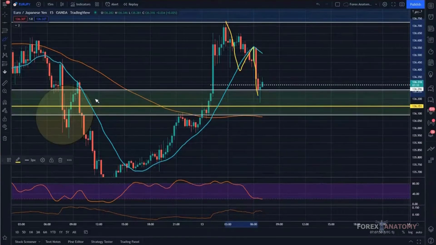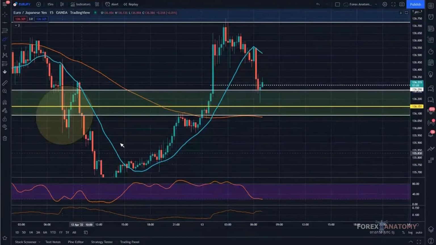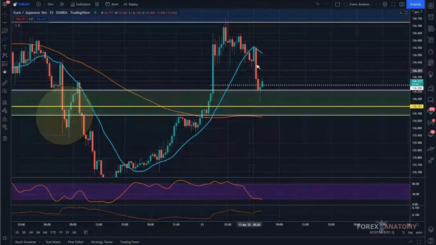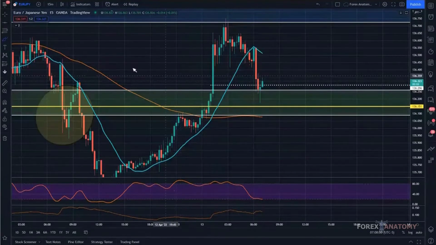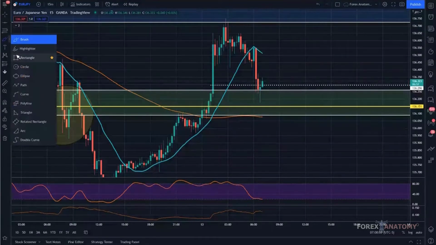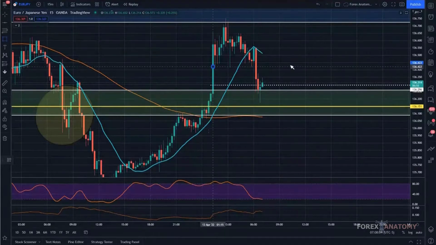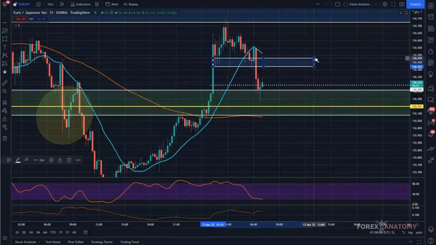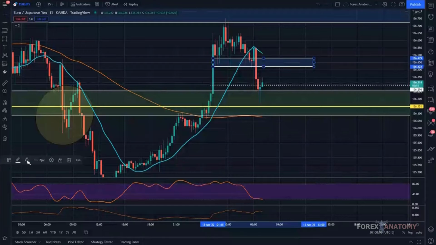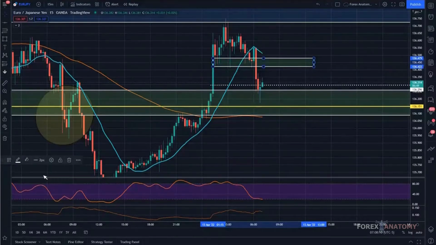And yeah, that's a possibility. But I'm looking at this as one big consolidation. That's how I'm viewing this. One big consolidation. So this is what I'm going to do. I'm just going to place this zone right here. And let me change the color for this.